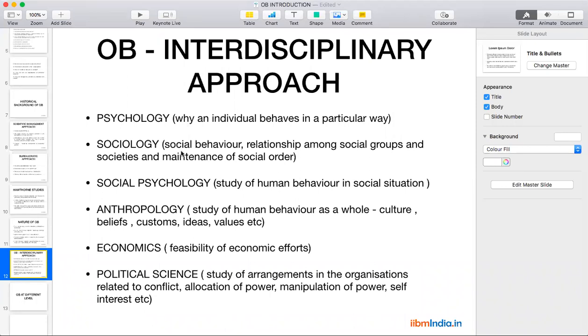Today's session will discuss the levels. We'll also discuss OB at different disciplines, and we'll also cover the basic OB models. So that is the structure which we're going to cover in today's class.